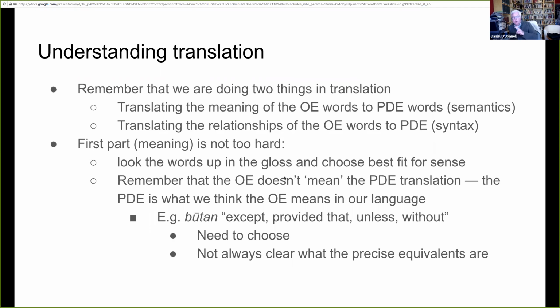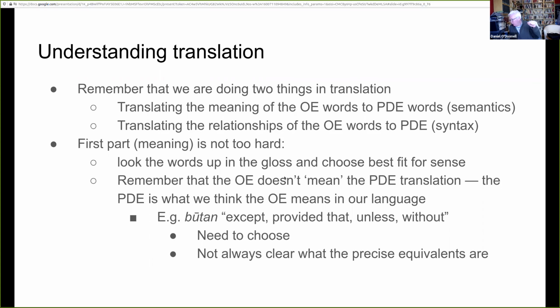I'd like you to remember we're doing two things. We're translating the meaning of the words, and we're translating the syntax of the sentence. And we've got to do both of those. So the first part's not that hard. You'll just look up the word in the glossary. And one thing we'll come back to over and over and over again is it's really tempting to think that the Old English word means what it means in modern English. That's not true. It doesn't mean its modern English translation.